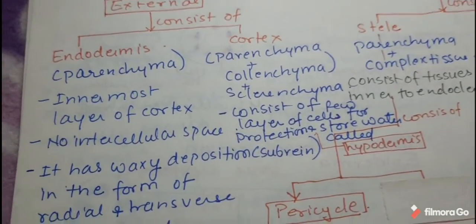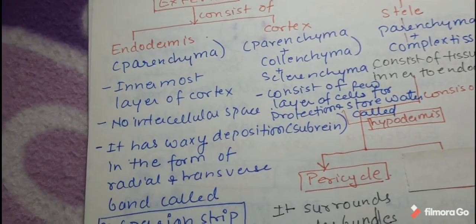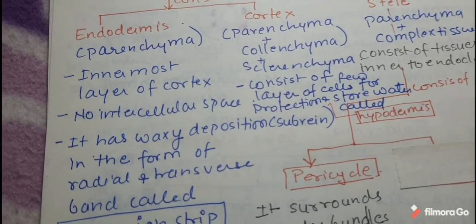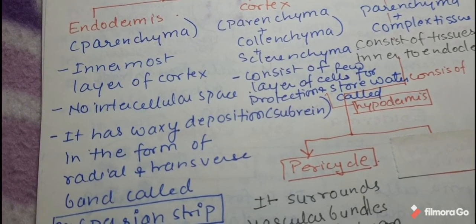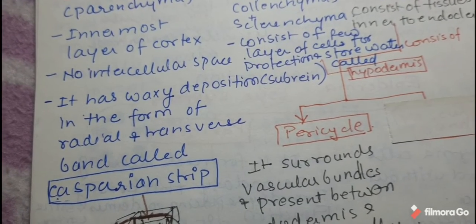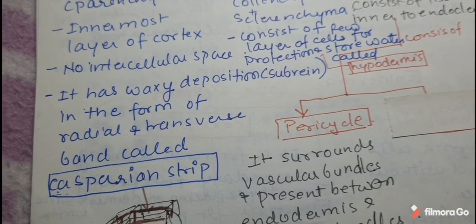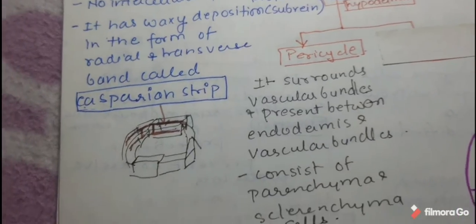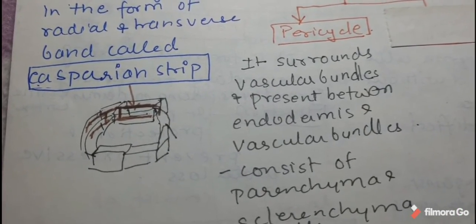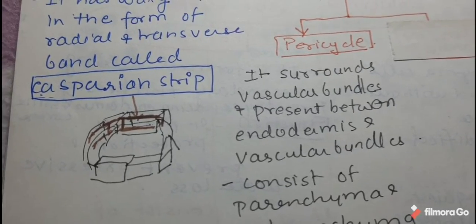So endodermis, which is made up of parenchyma cells, is the innermost layer of cortex. There is no intercellular space and it has a waxy deposition in the form of radial and transverse bands called the Casparian strip. So this is how the Casparian strip is present in the endodermis.